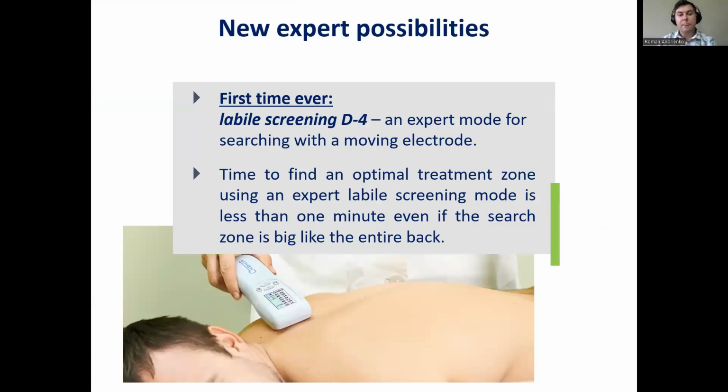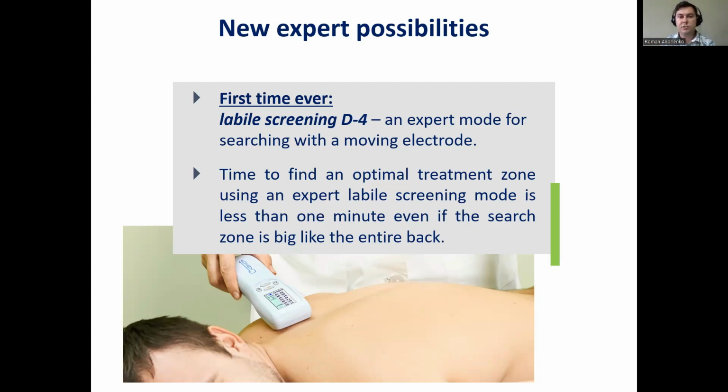Okay, like I said previously, also new expert possibilities. First of all, once again, D4, an expert mode for searching with a moving electrode. Previously, if we had a huge area of pain, for example, a radiating pain, and later on in this presentation we'll get back to this as well, we had to find the most active zone, or otherwise we were forced to treat the entire area, for example, the entire arm or entire leg.